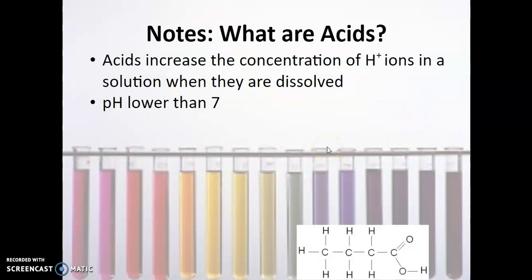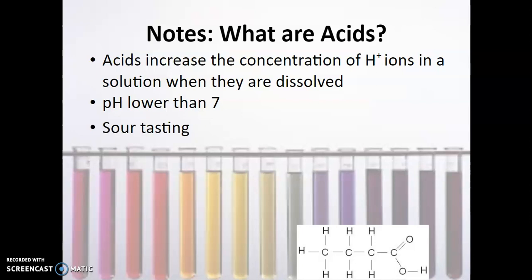And with acids specifically, acids have a pH that's lower than 7. So anything that is 7 or down, including negative, you can have acids that have pHs that are negative. Those are all acidic as long as they have a pH that's less than 7.